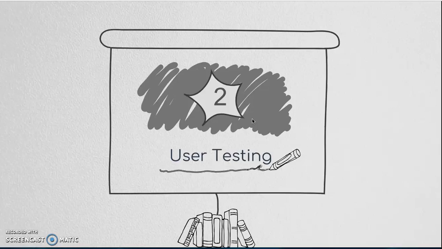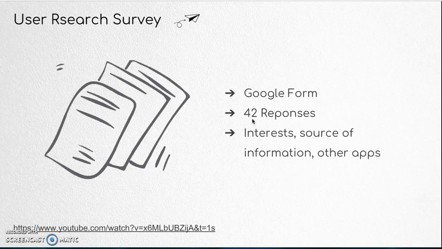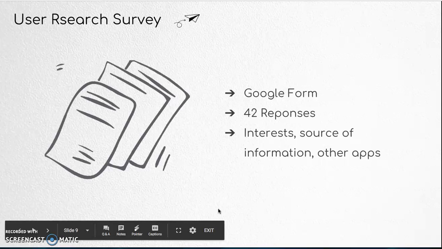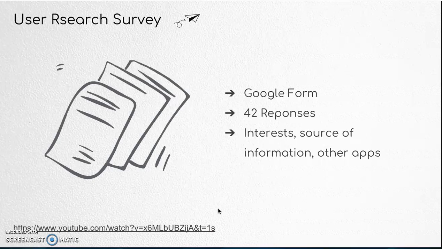So the second part will be user testing. In the user testing, I created a Google form for which I got 42 responses. From the user research, I know more about my users' interests, and I want to know also whether my app is actually needed by my target audience, and also what other kinds of apps they were using before. Details about my user research can be seen in this video that I attach a link to on this slide.